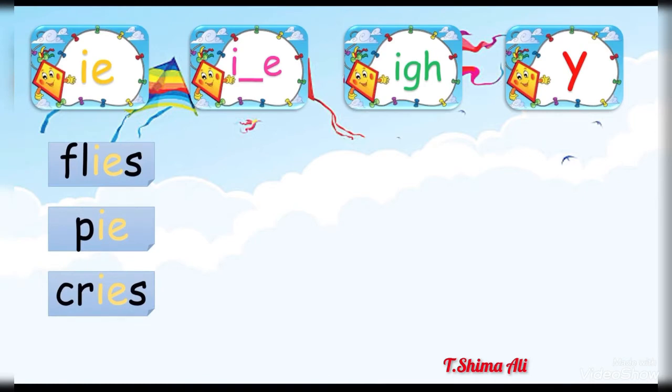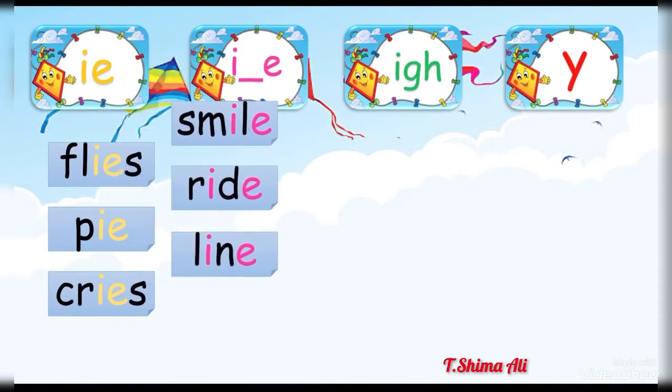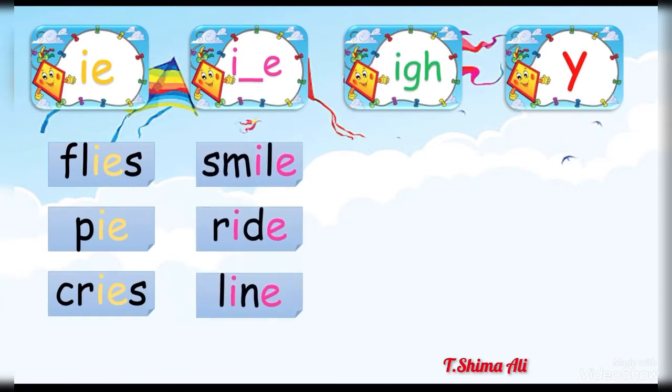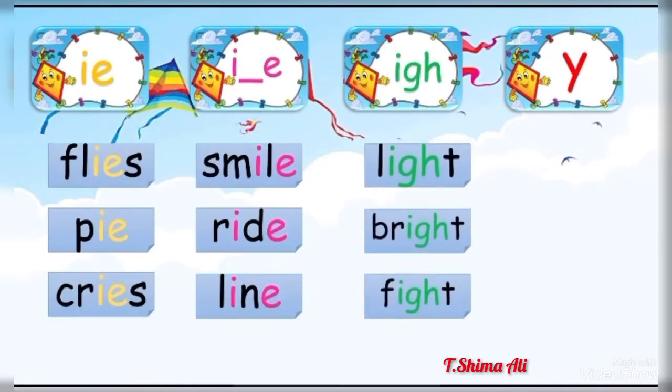Flies. Flies. Two, pie. By. Three, cries. Okay, so all of them have the sound I. Let's see the second shape. We have smile, ride, and line. Number 3, we have also I.